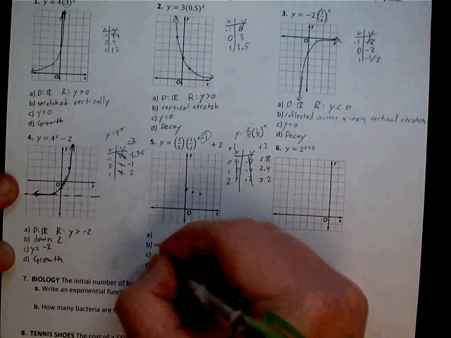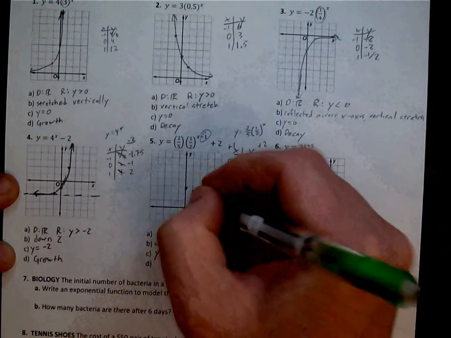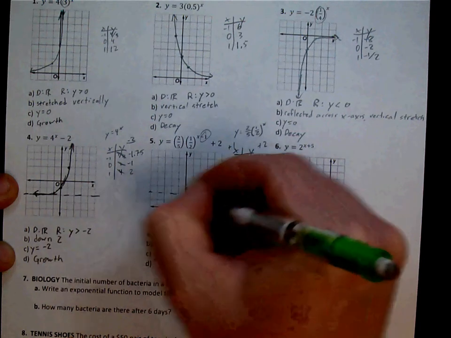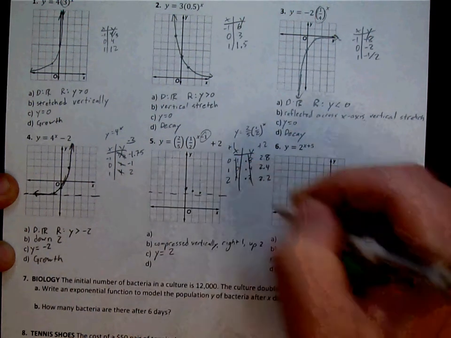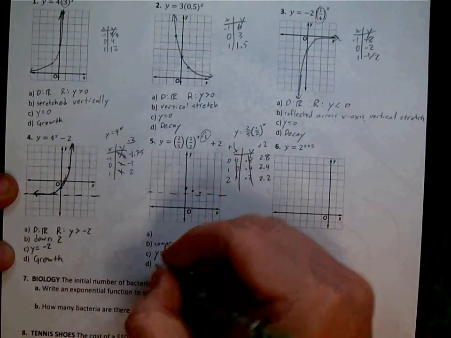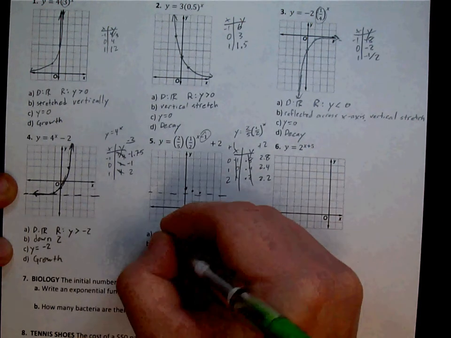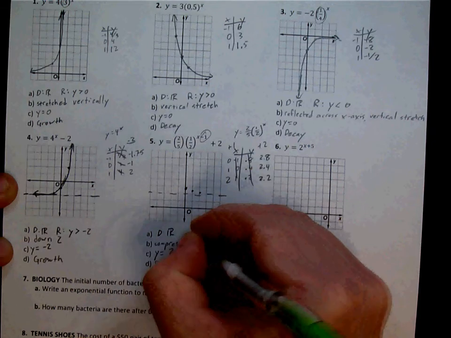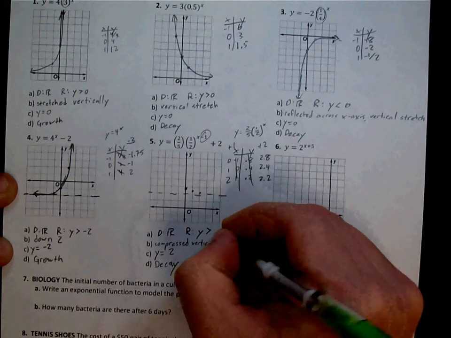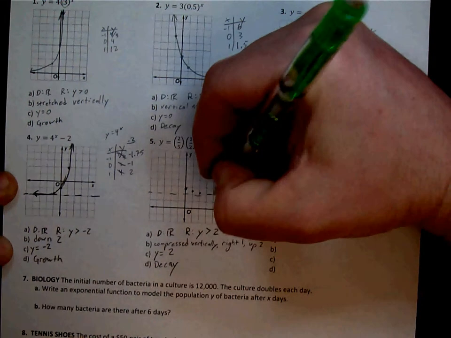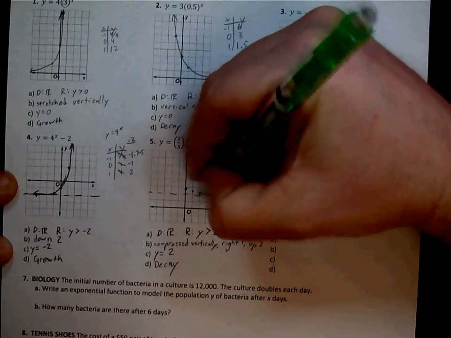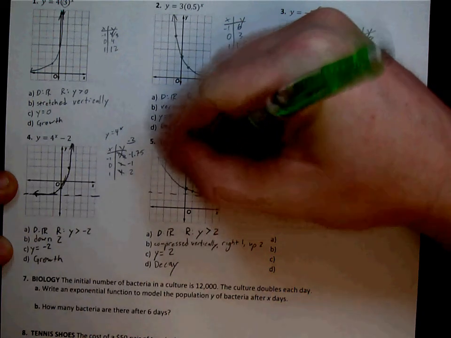The asymptote, the k, which is 2. It is decay. Domain is all reals. Range y is greater than our k value, which is 2. Go ahead and approach the asymptote on the one side, and then it's kind of going gradually.